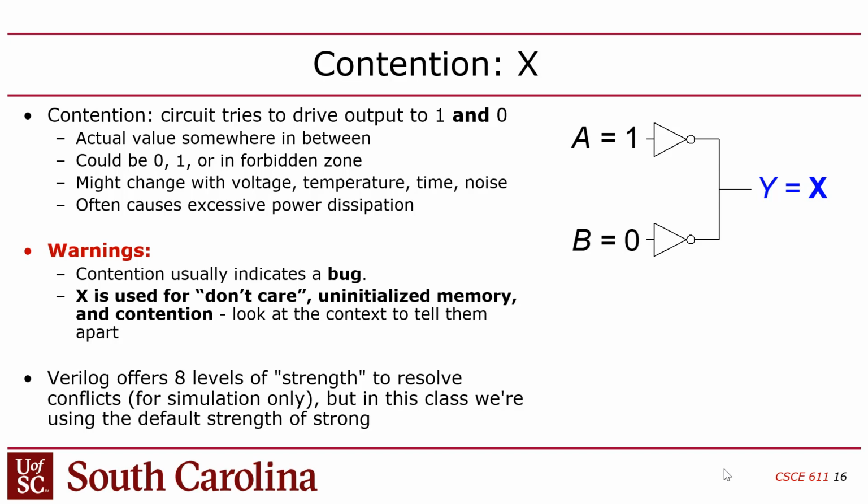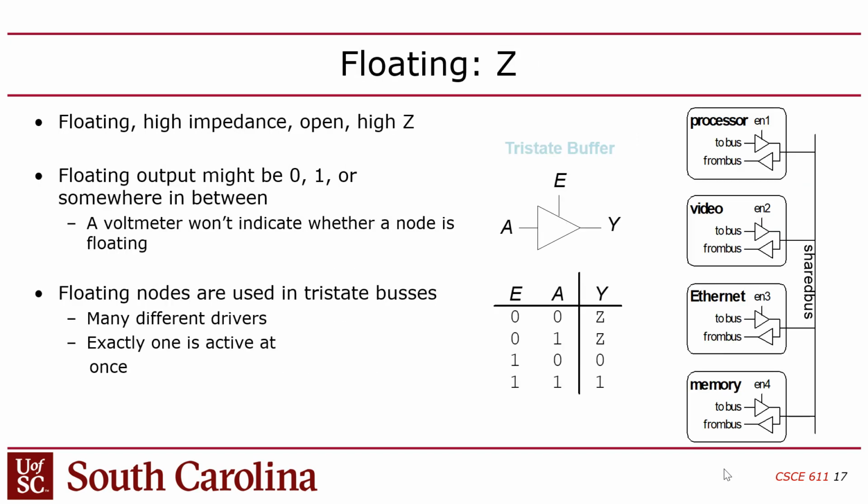So that's X, and then there's Z, which stands for high impedance, which is intended for use with a tri-state buffer, where you can electronically disconnect a signal for the purpose of creating a shared bus, right? And so we're not going to ever use this in the class.